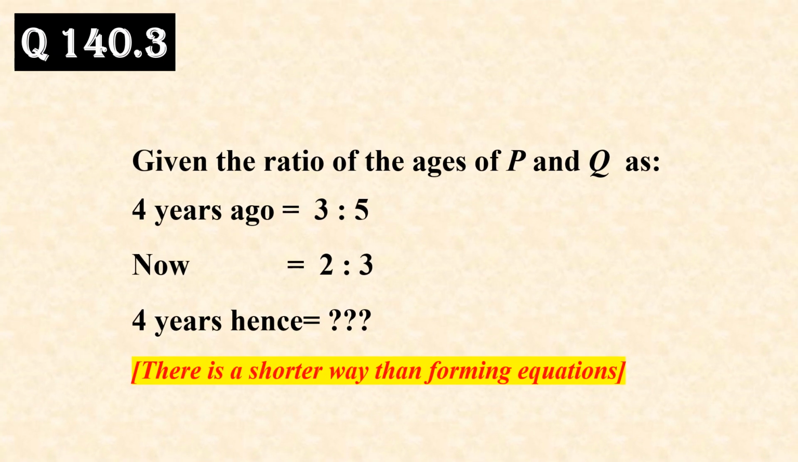Now comes the third question, question 140.3. The ratio of the ages of P and Q are as follows. 4 years ago, the ratio was 3:5. Now, at present, the ratio is 2:3. What will be the ratio 4 years hence? You can of course form the equations, but that would take more time. There is a shorter way than through equations. Your timer is on.